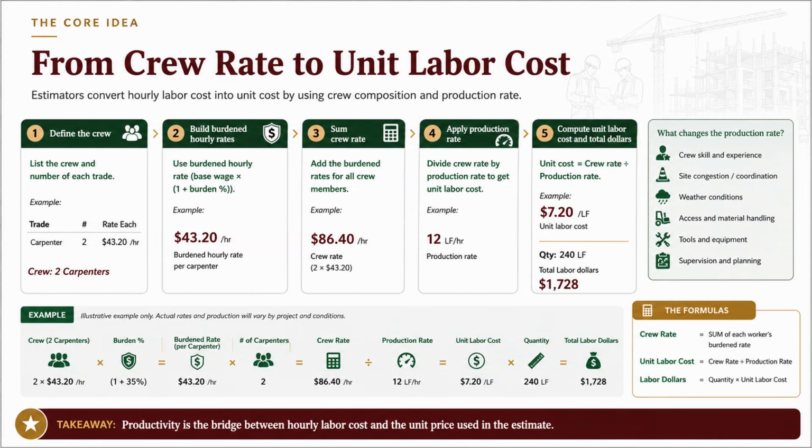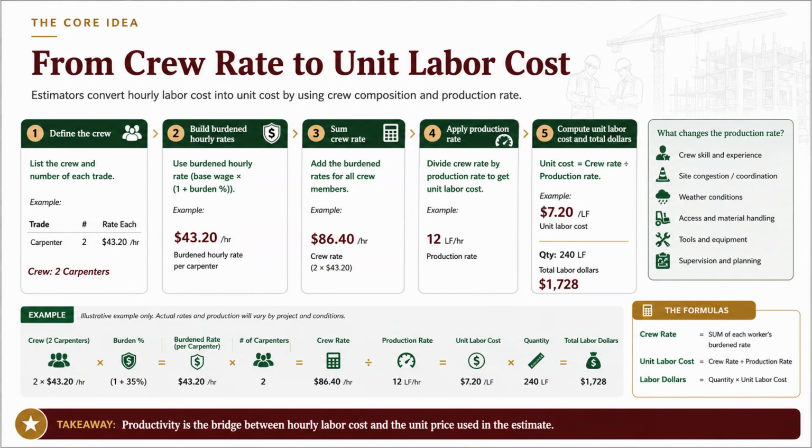Number 2, FUTA, Federal Unemployment Tax. The headline rate is 6%, but it only applies to the first $7,000 of each worker's annual wages, and employers who pay their state unemployment tax on time get a credit that knocks the effective rate down to 0.6% of that first $7,000. About $42 a year per employee. Tiny per hour once you spread it.